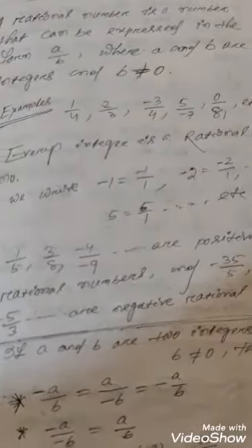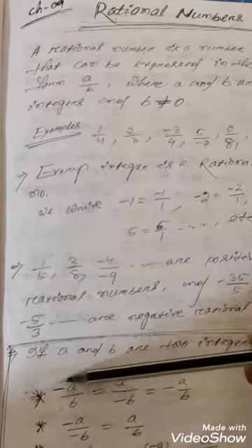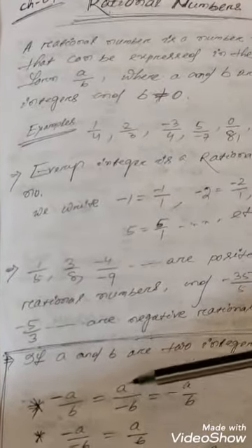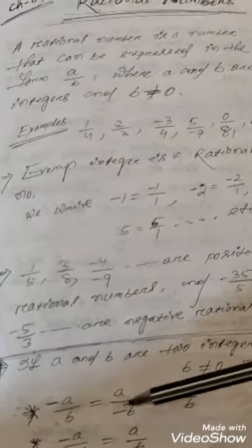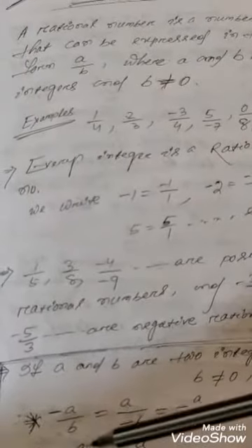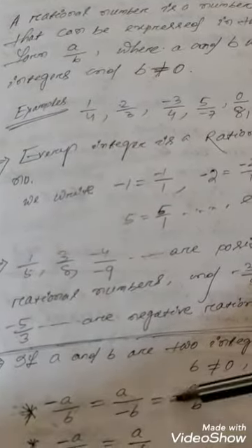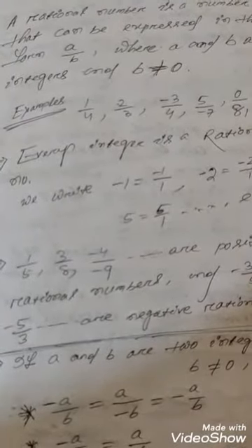So if a and b are two integers, then minus a by b is equal to a by minus b. Here the sign is in the numerator part, here the sign is in the denominator part, and here the sign is common, minus of a by b. The value of these three terms is the same, these three terms are equal. And minus a by minus b is equal to a by b. It also has equal value. Then minus of minus a by b is equal to a by b. Here the three terms have equal value.